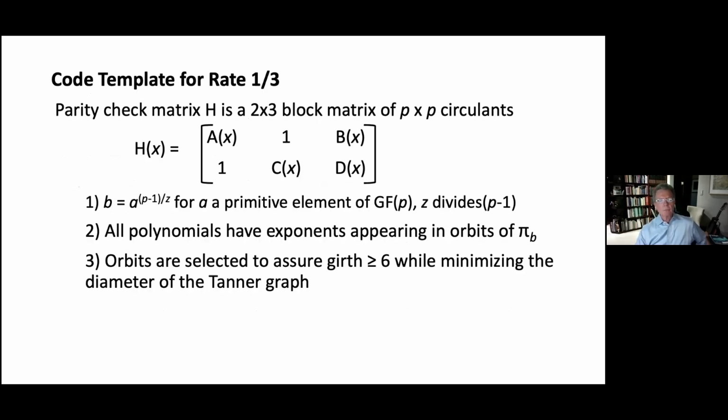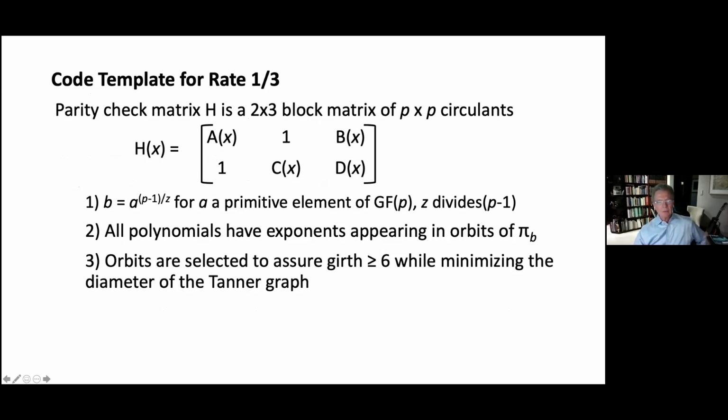So here's a template for what I'm going to do for my codes. It's got this simple form. It has to be at least 2 by 3 if you want to get something that's sort of non-trivial. You've got to get some multiplications going on, so that's why it has at least 2. It has this simple form, and I'm going to take P by P circulants. I'm going to take a subgroup.